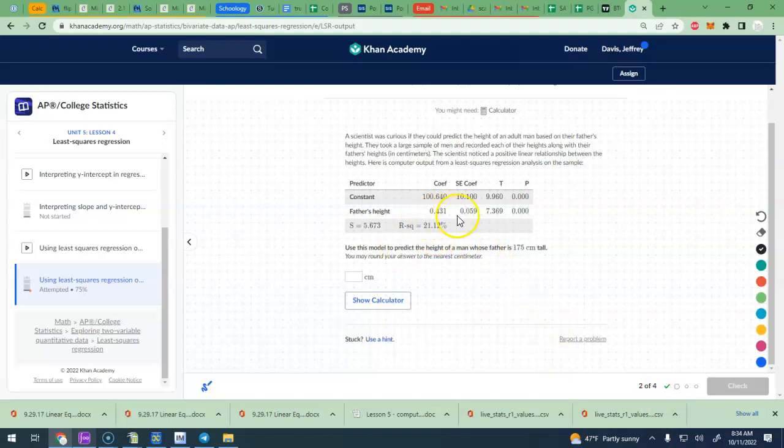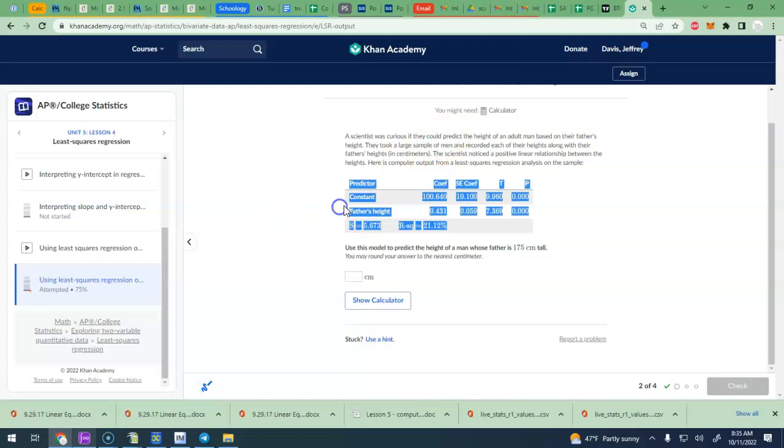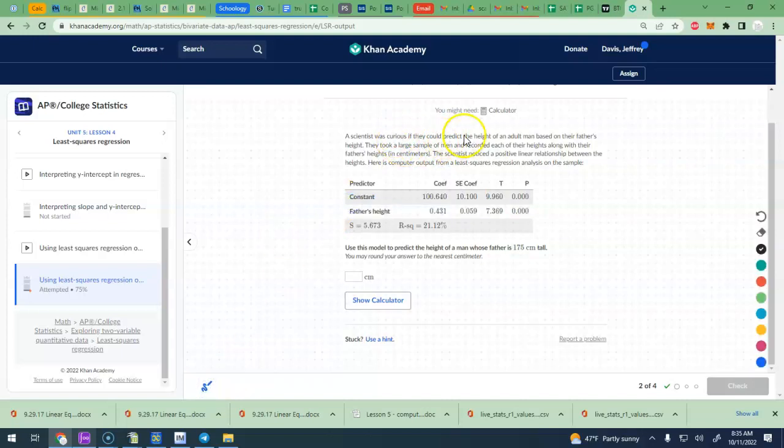So we need to know what this table means, what they're trying to give us here. So I look at this problem. We're trying to predict the height of an adult man based on their father's height. So right there, I can start noting a couple things. If I'm trying to predict the height of an adult man, that's what I'm trying to predict, so that's my Y. Based on their father's height, so that's my X.